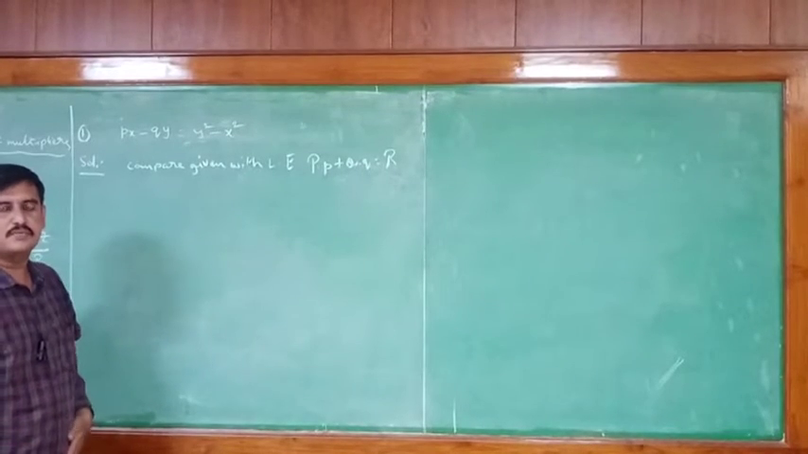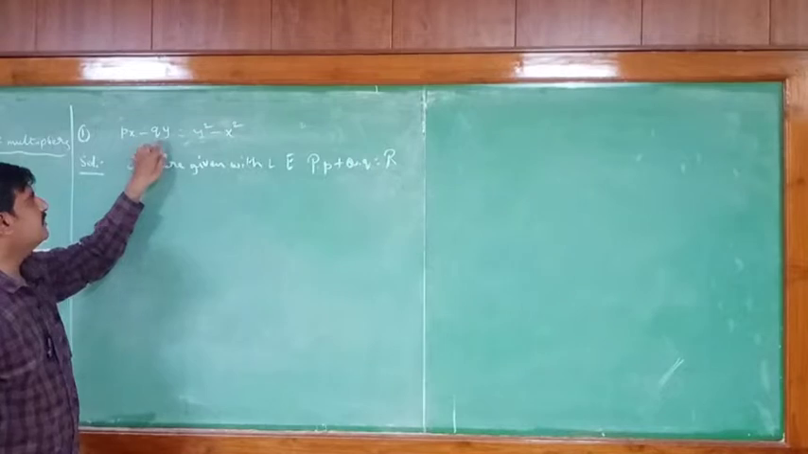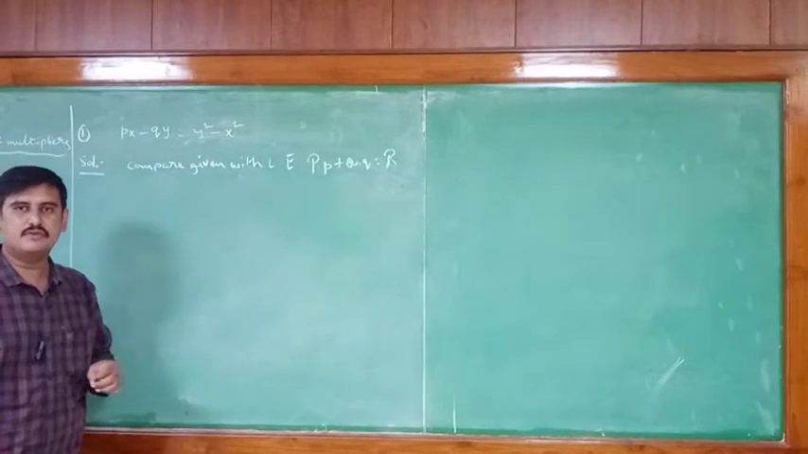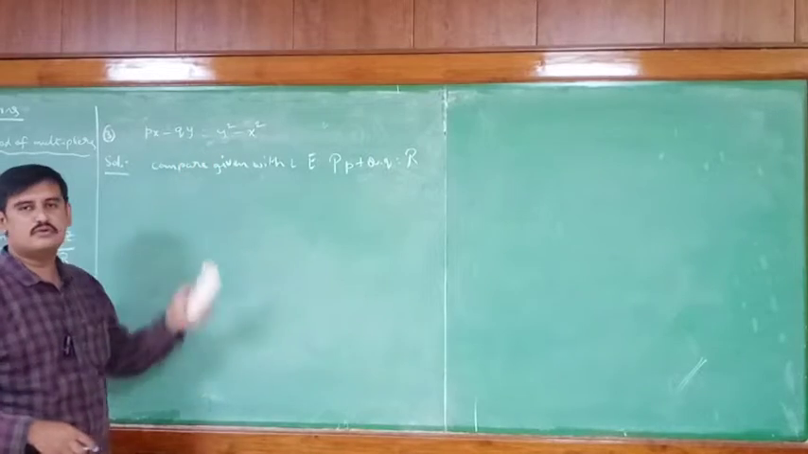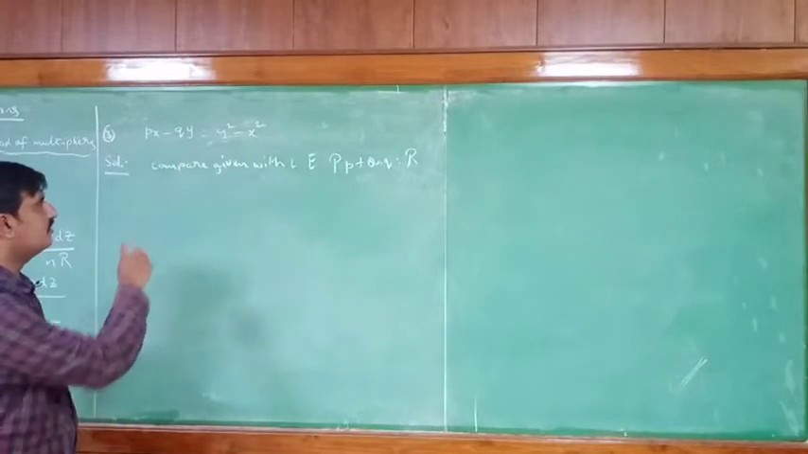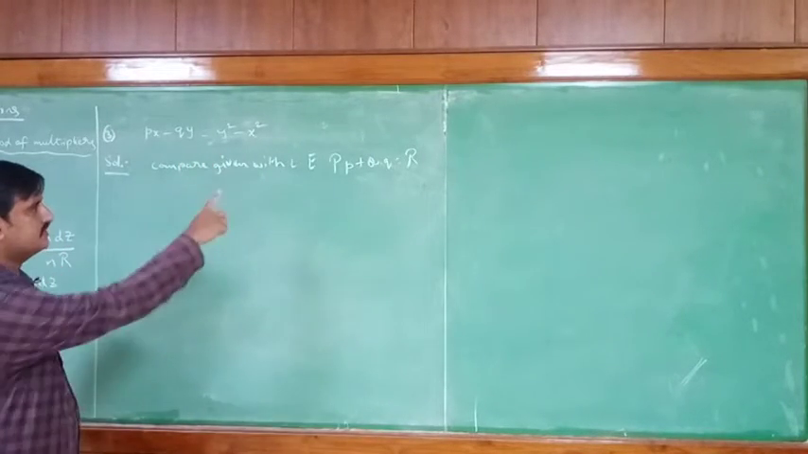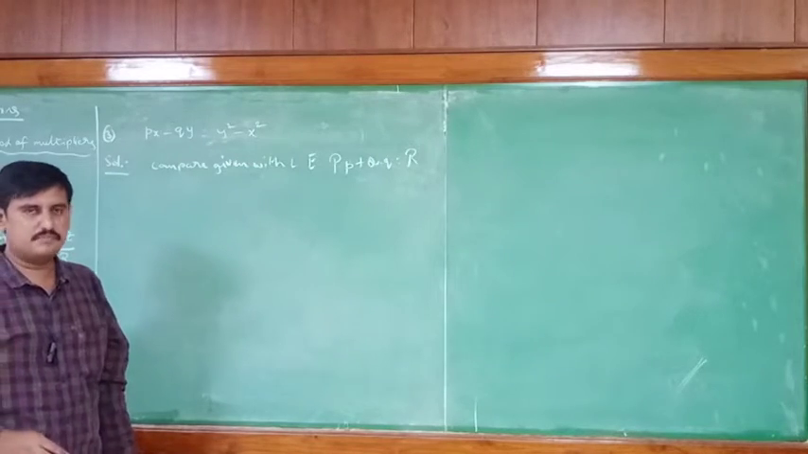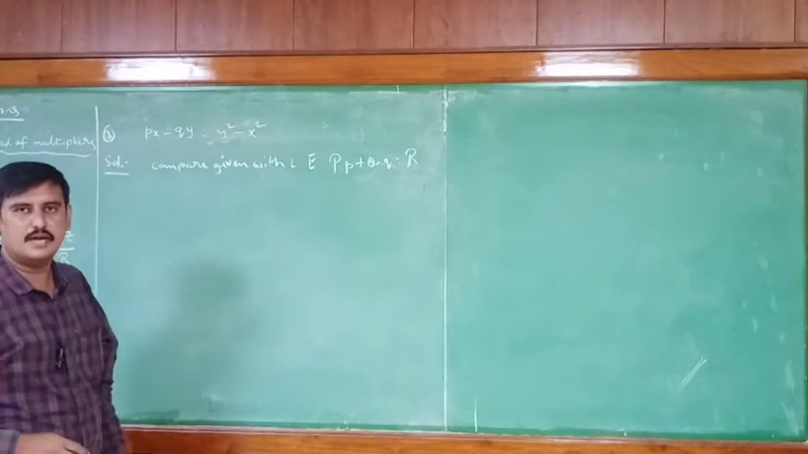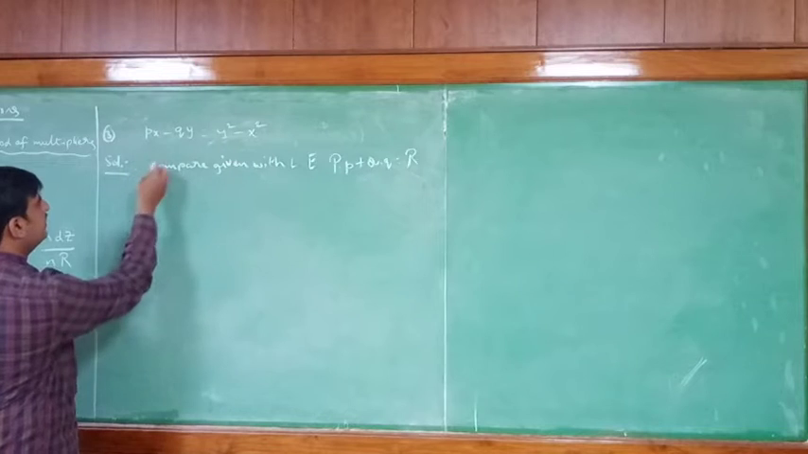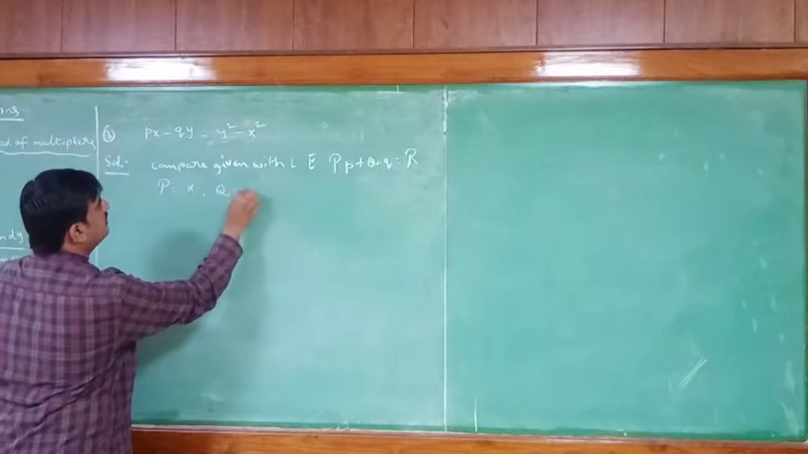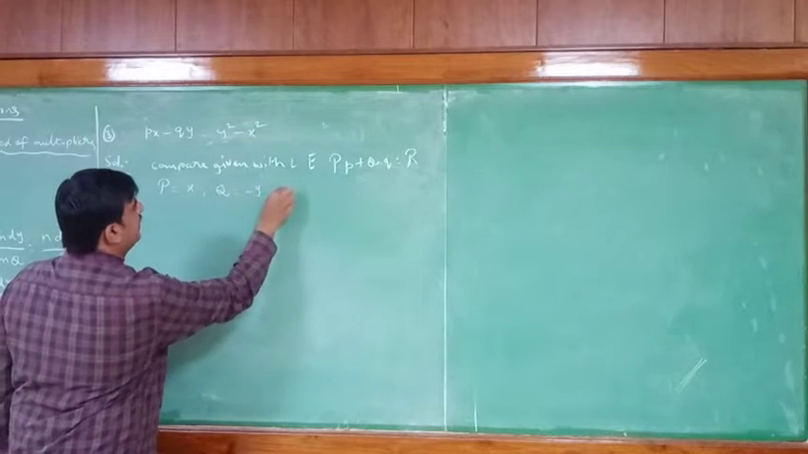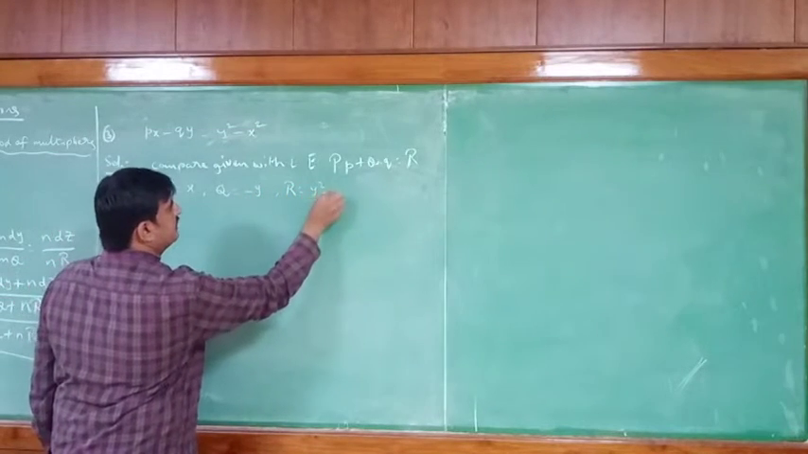Now, problem number 3, solve px minus qy is equal to y square minus x square. So, what we have to do? Compare the given equation with Lagrange's equation of the form capital P small p plus capital Q into small q equal to capital R. So, what I get here? Capital P becomes small x, capital Q is minus y, and capital R is y square minus x square.